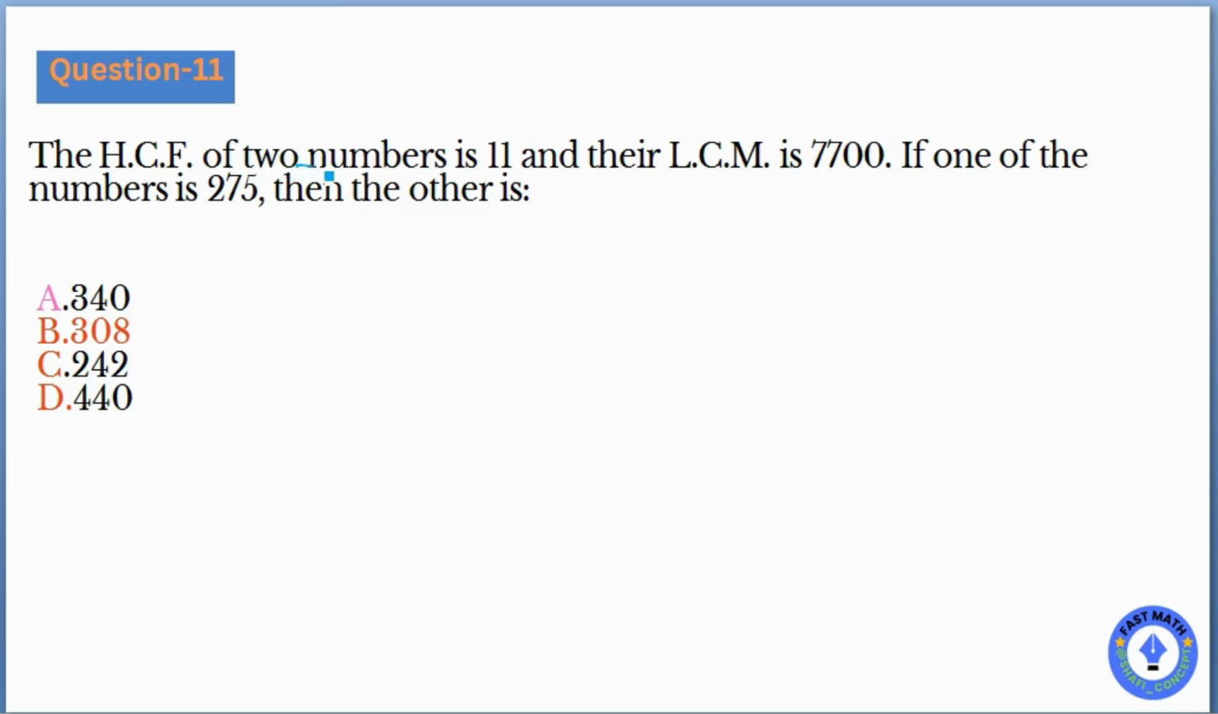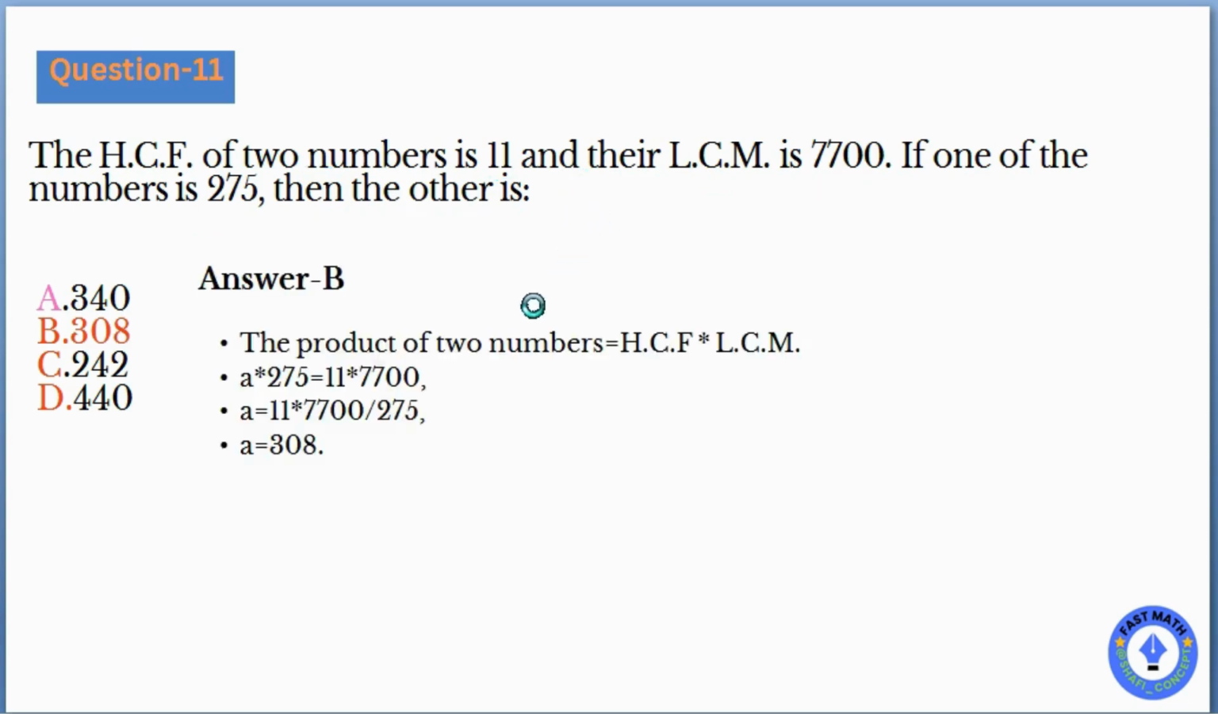The HCF of two numbers is 11 and the LCM is 7700. If one of the numbers is 275, then what will be the second number? Let's move to the answer part. It is a straightforward question. The product of any two numbers is equal to the product of their HCF and LCM. This is the basic formula for finding the HCF and LCM.